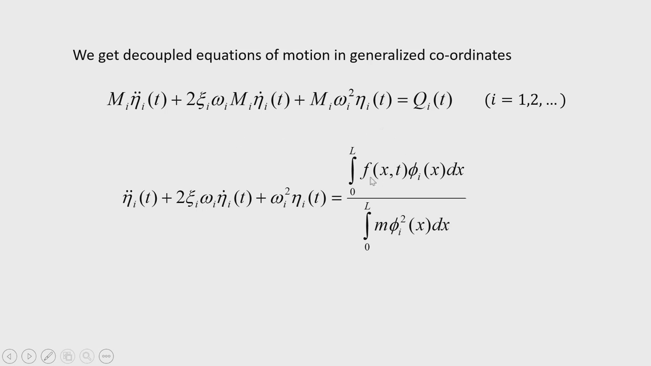Okay. So based on that, this is the generalized force, so this integration will remain as it is, f(x,t) into φᵢ(x) dx. But here, for the generalized force Qᵢ(t), if I divide both sides of the equation by capital Mᵢ, then it will be ηᵢ double dot(t) plus 2ξᵢωᵢ η dot ᵢ(t) plus ωᵢ² ηᵢ(t) equal to Qᵢ by Mᵢ. So after division of this equation by Mᵢ, we arrive at that equation. Units are now matching because it is the acceleration units; here also you are getting force by mass, which is acceleration, on the right hand side.